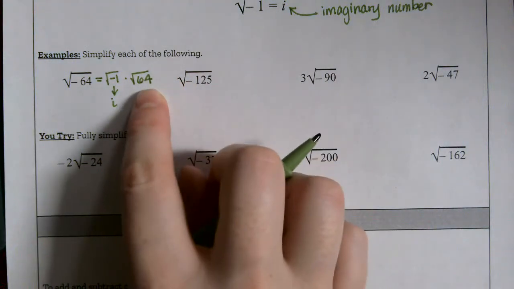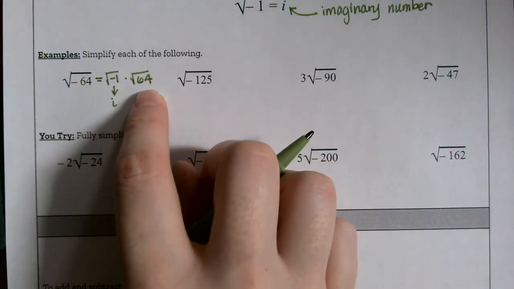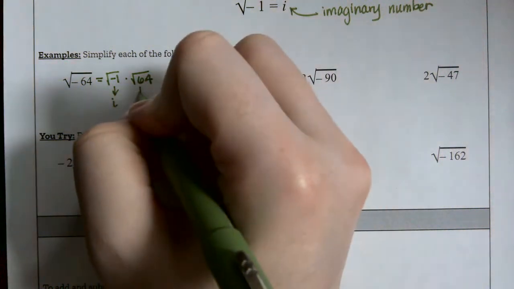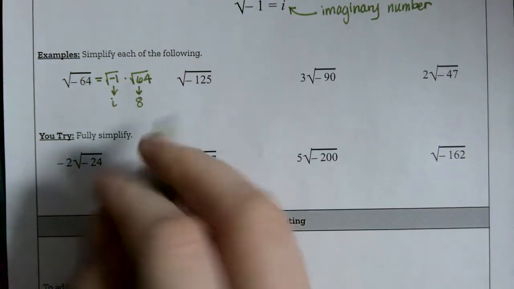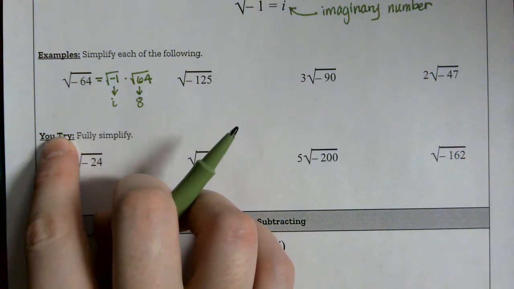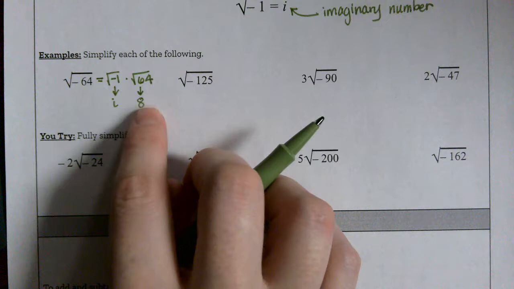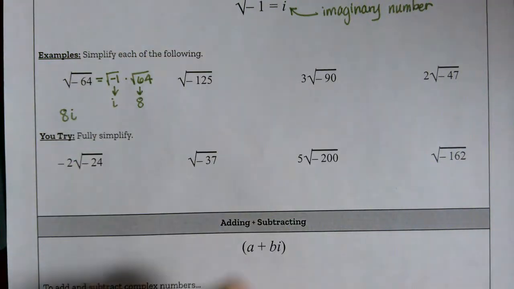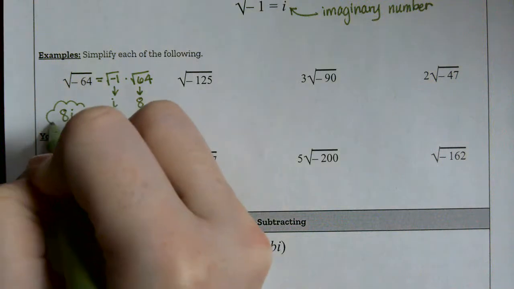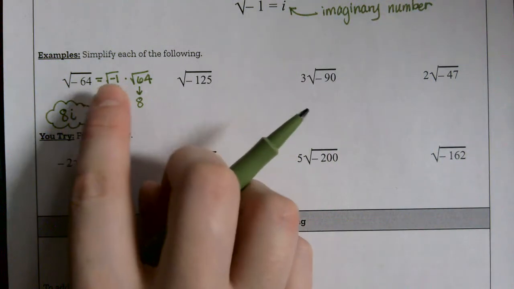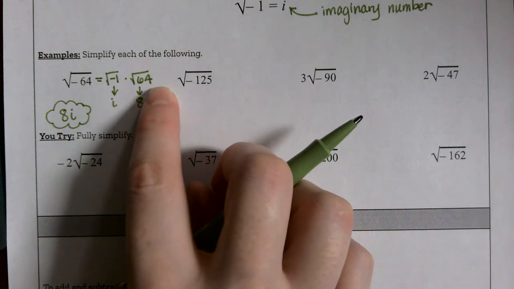And then the square root of 64, if it's a perfect square, we can find that number. And if it's not a perfect square, we can simplify. The square root of 64 happens to be 8. And so I have i and I have 8, and I just need to put them together. Just like if this were an x, we want the number to come first, so we have our answer, which is 8i. So all you really have to do with negative numbers is pull out the negative and then simplify the positive the same way.